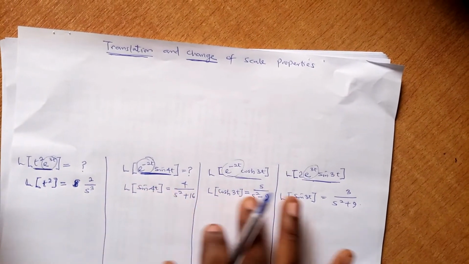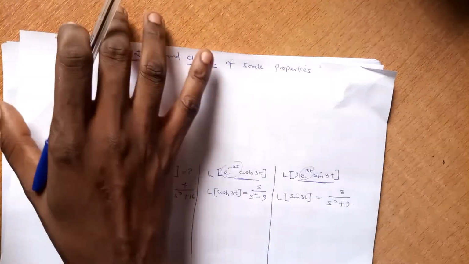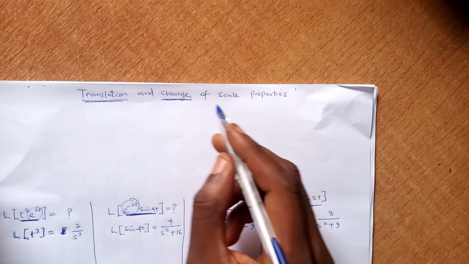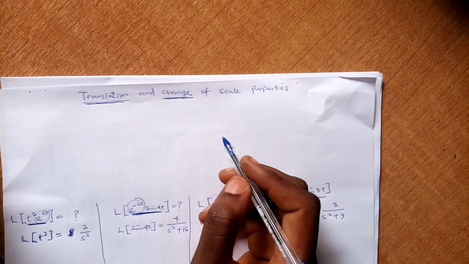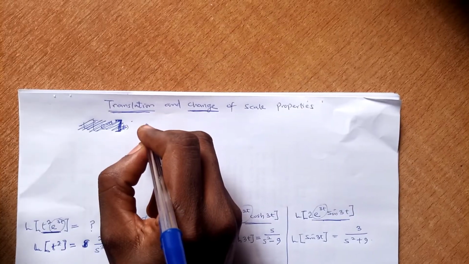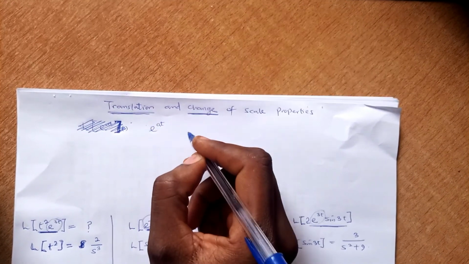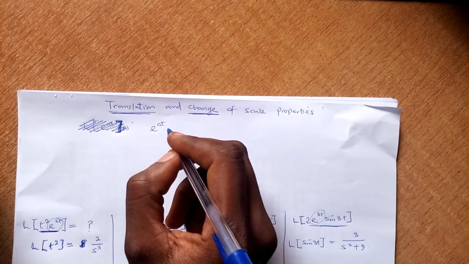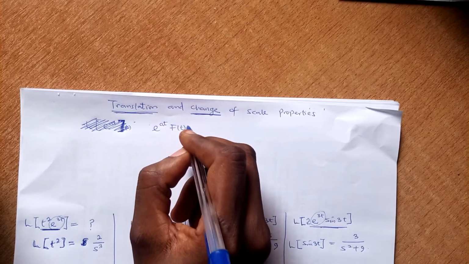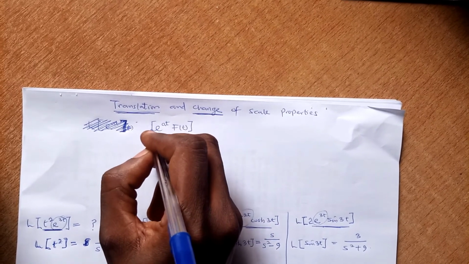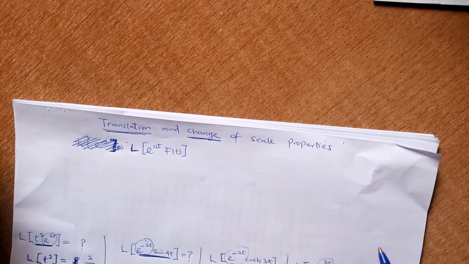So by the time we know this, we can now see that it's very simple to find the Laplace transform of this. But before we proceed, let us try to see what the translation change of scale property is all about. Now, let me introduce the property. Let's say we have e to the power at, multiplied by f of t, and we want to find the Laplace transform of this.